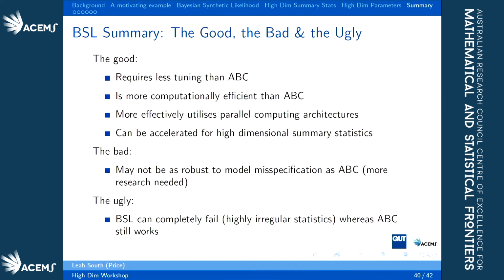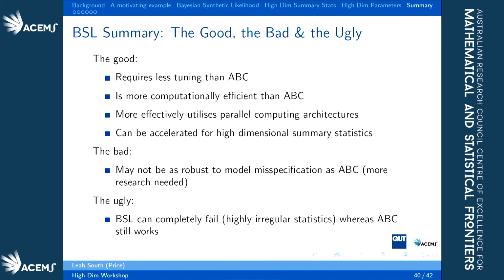Now I'll just give a quick summary of BSL itself, mainly, and then a little bit of the extensions. The good things about BSL are that it requires less tuning than ABC. It can be more computationally efficient than ABC, and it can use parallel computing really well. It also can be accelerated for high-dimensional summary statistics, as we saw with the BSL lasso work. It may not be as robust to model misspecification, but there's ongoing work on that. And unfortunately, it can completely fail if you've got really highly irregular summary statistics.